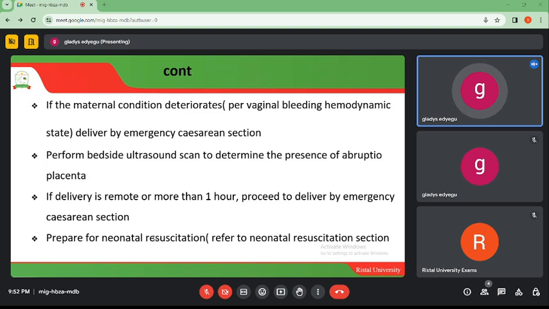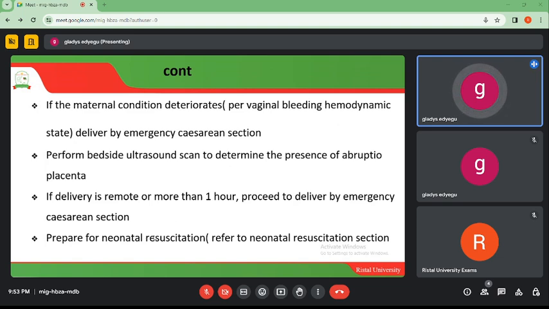So if the mother's condition deteriorates, with upper vaginal bleeding and hemodynamic instability, if the mother is bleeding, you can expect deterioration in her condition if nothing is done. So you should also do an emergency cesarean section very fast so that this mother can be saved.